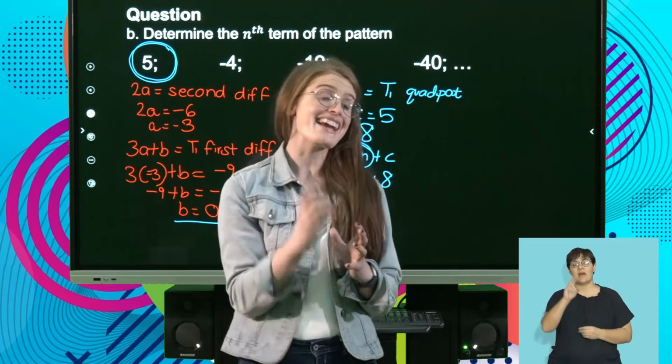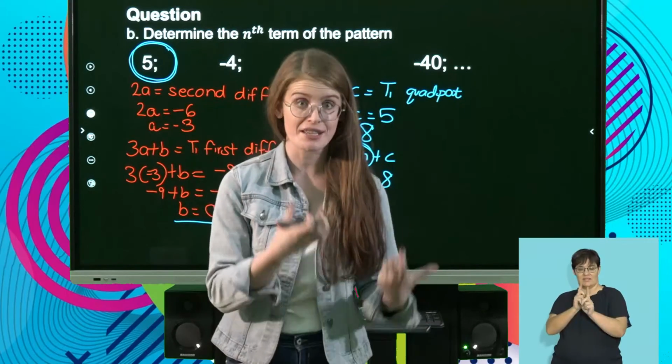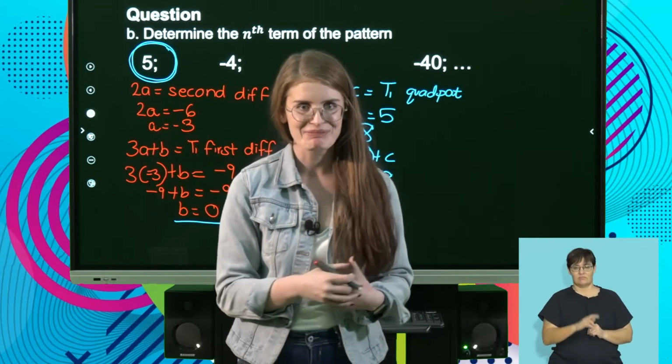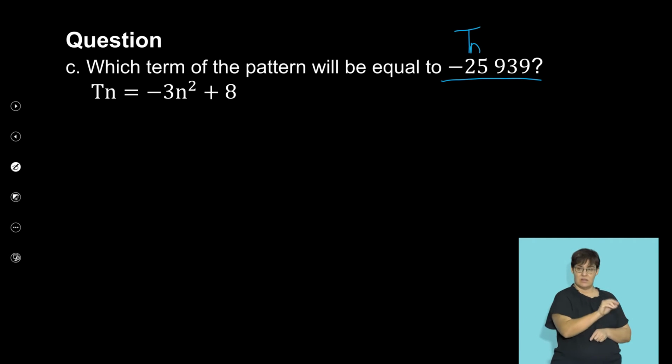Now that we actually have the nth term of the pattern, I can use that to solve questions regarding this quadratic pattern. Let's look at C. So we've now been asked which term of this pattern will be equal to negative 25,939. Please note that this is a Tn value because it is asking for the actual term number that matches the term value. So I'm going to be substituting in negative 25,939 for Tn because I am solving for n.